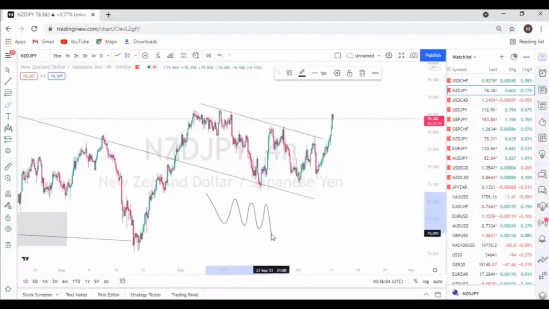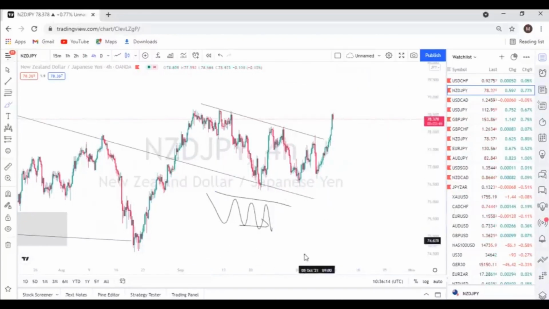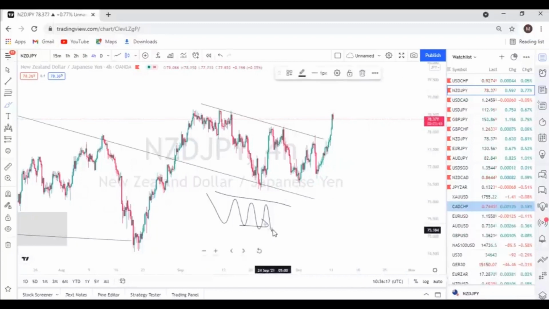We had our structure, broke from the structure, we had another structure, broken up, right, another structure. So it's moving like that. Impulse, correction, impulse, correction, impulse.